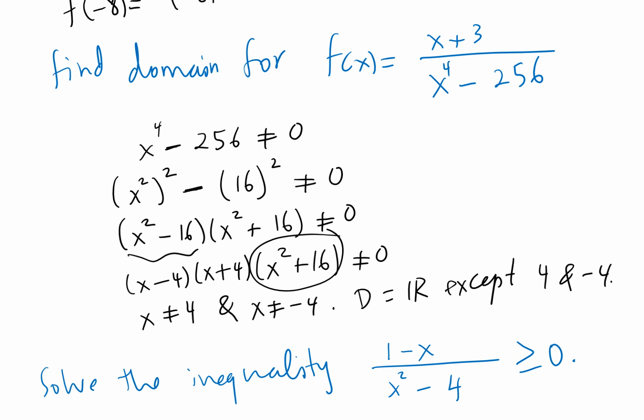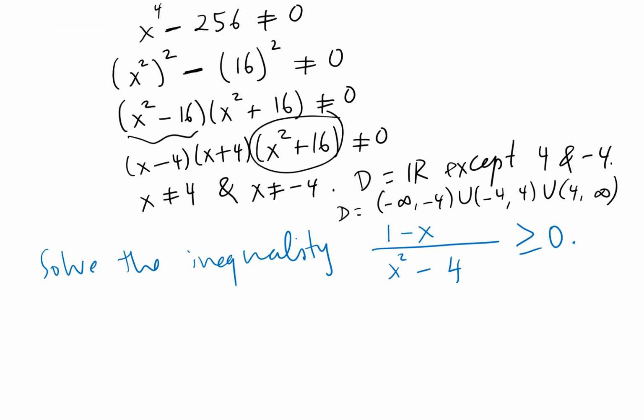Hi, Professor, quick question. Yes. We can write that in interval notation, correct? Yeah, if you like. So the domain would be negative infinity to negative 4, union negative 4 to 4, union 4 to infinity. Perfect.